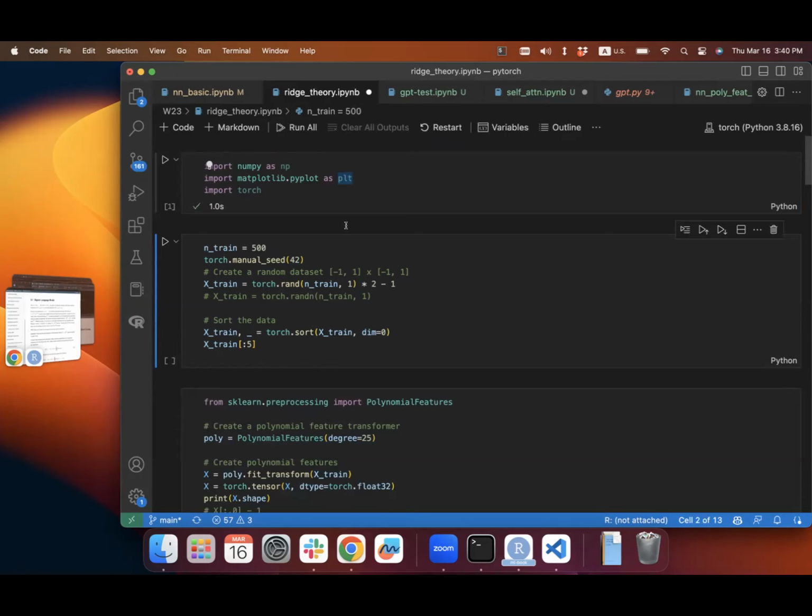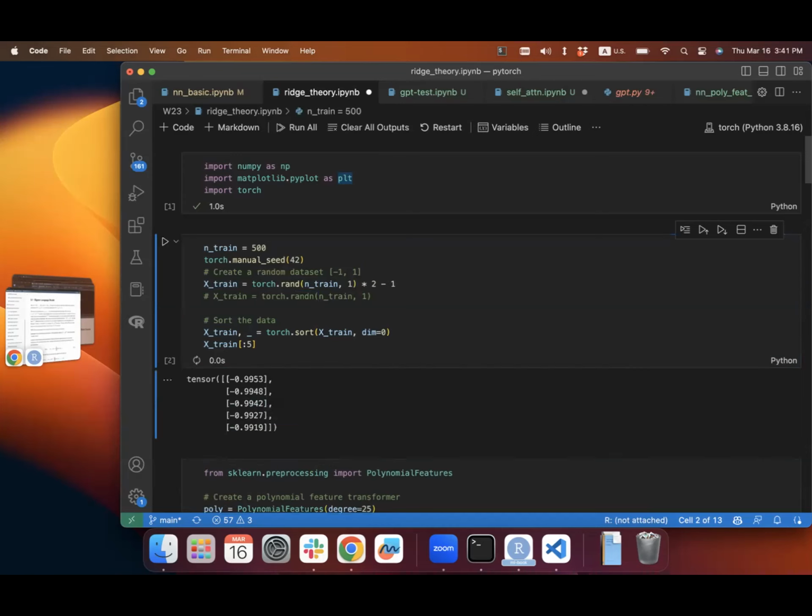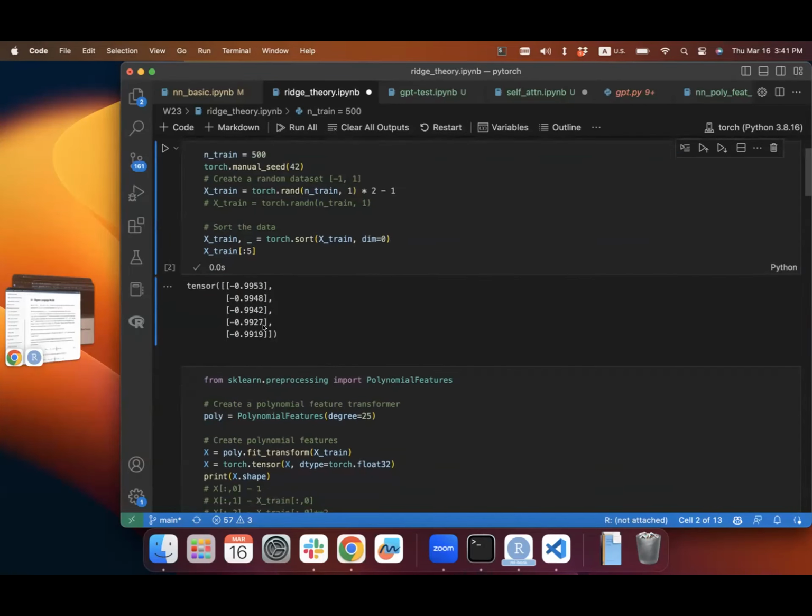Creating training data here. Let's say I'm doing 2 features. So this actually creates a single feature: 500 training samples from a univariate feature, generated uniformly at random. So 2 times this minus 1 generates something between -1 and 1. An alternative is to generate from a normal distribution. But let's try this. I do that, and I sort these values.